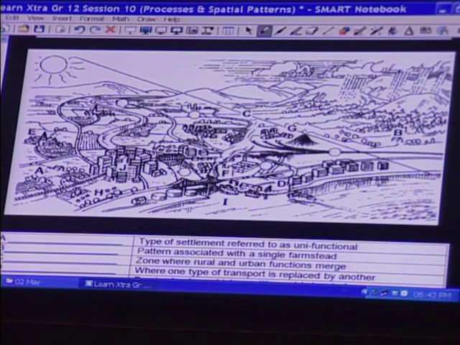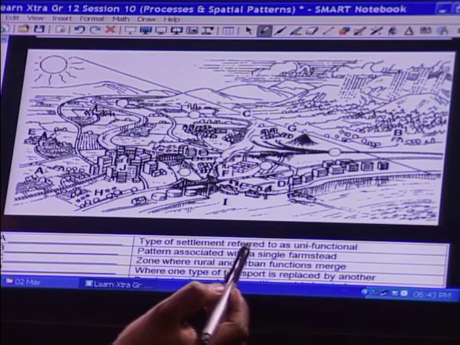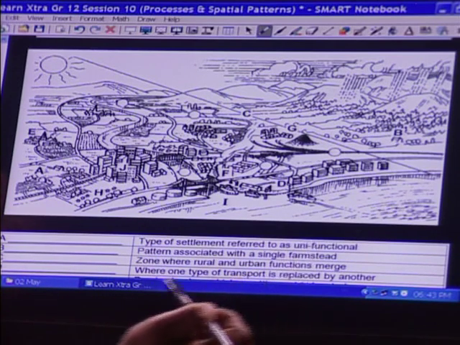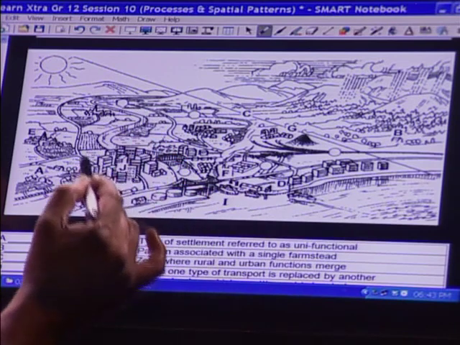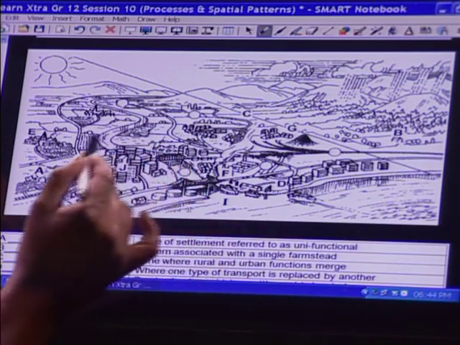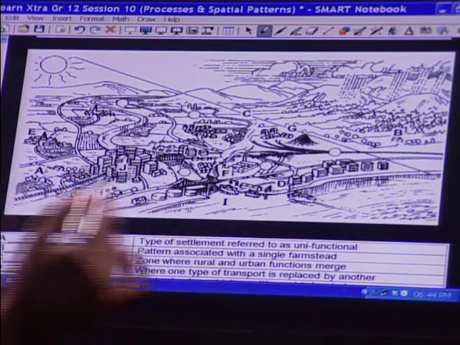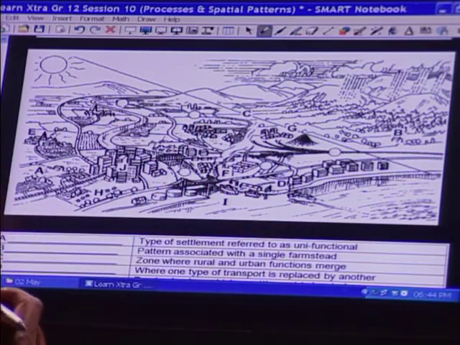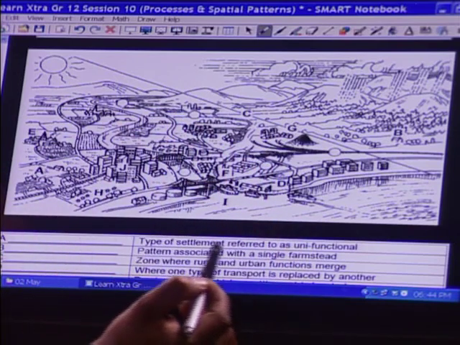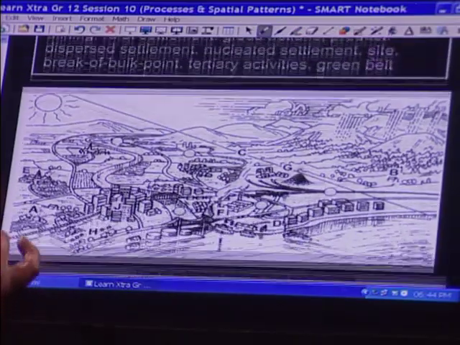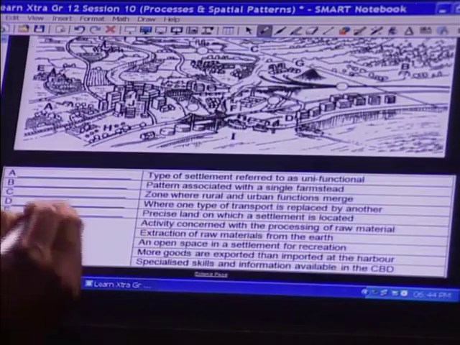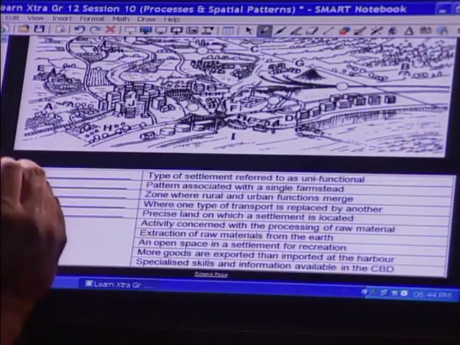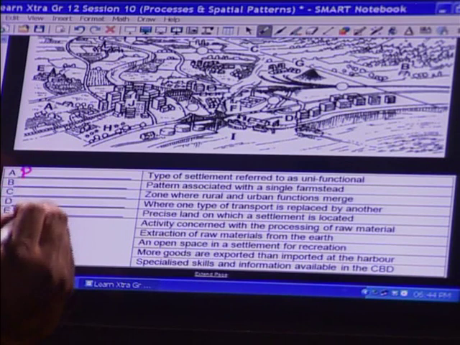Let's look closely. The type of settlement referred to as unifunctional. What we should be looking for is a rural settlement. Note that in this particular diagram, your urban settlements are centrally located, whereas your rural settlements are more spread out. The correct answer for the type of settlement referred to as unifunctional from this is rural. And rural would be A.